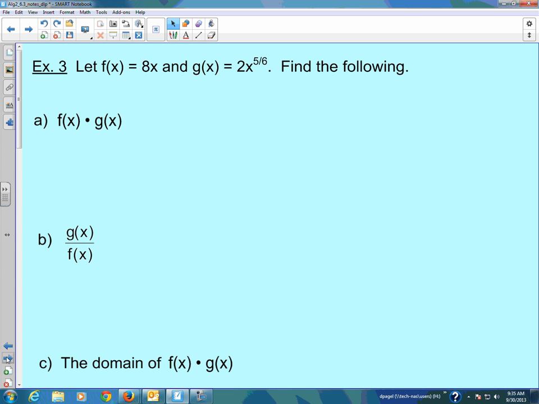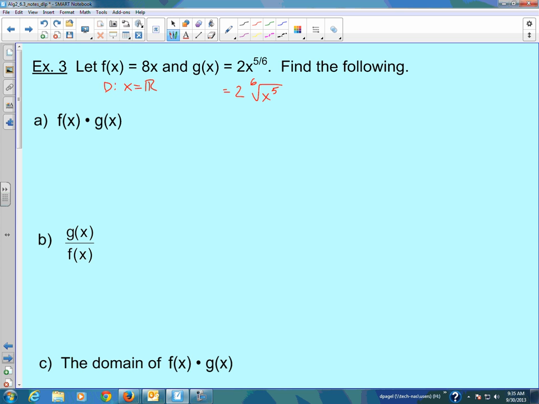We're doing some multiplication and division. So now you're going to have some exponential properties you're going to work with. Let's look at the domains individually first. This is a linear function, so that means x can be all reals. This, now if I were to write it as an exponential changed to a radical function, we've got the sixth root of x to the fifth.